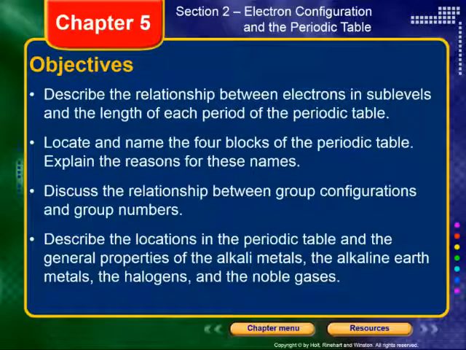All right, what have we done so far this lecture? We've described the relationship between electrons in sublevels and the length of each period of the periodic table. We've located and named the 4 blocks on the periodic table, and then we examined the reason for those names. We've discussed the relationship between group configurations and group numbers, and we've described the locations in the periodic table and the general properties of the alkali metals, the alkaline earth metals, the halogens, and the noble gases.